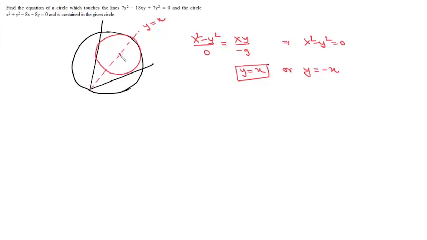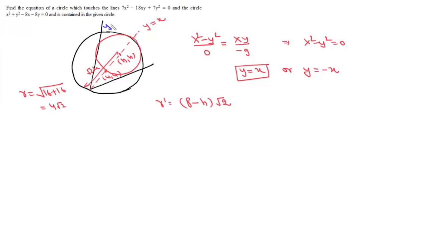Now let this point be (h, h), and center of this circle is at (4, 4). Now radius of this bigger circle is under root 16 plus 16, and that will be 4 root 2. So radius of this smaller circle will be this diameter, which is 8 root 2 minus h root 2. So there will be (8 minus h) root 2. All we need to do is to find the value of h and r.